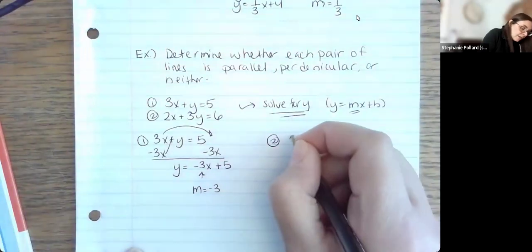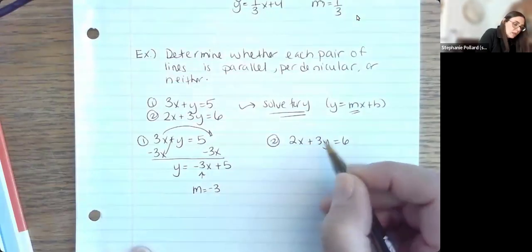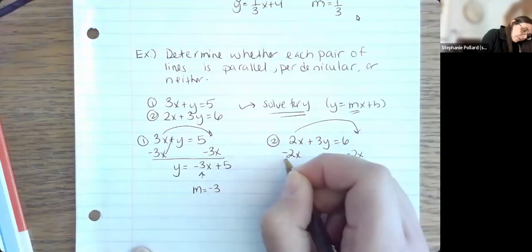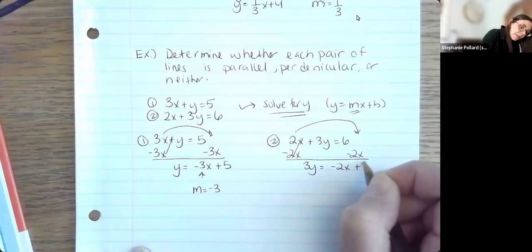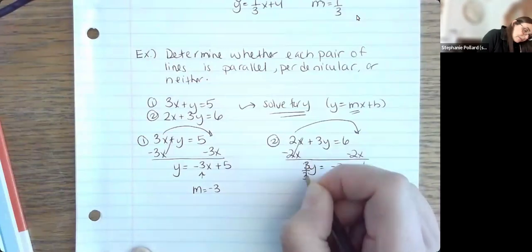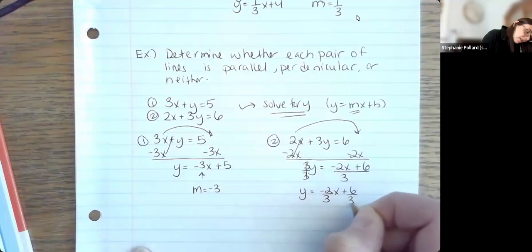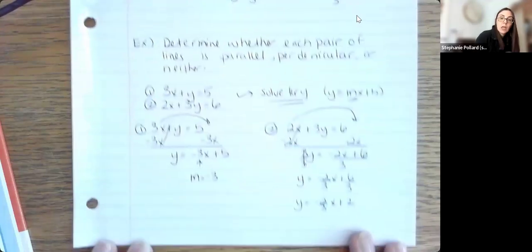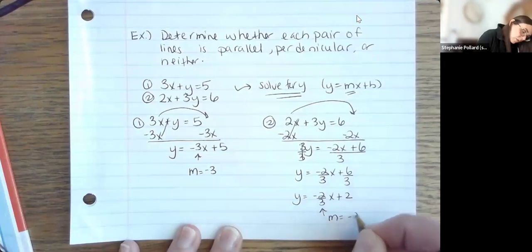For the second one, I have 2x plus 3y equals 6. I want to get y by itself. So first I'm going to move this 2x to the other side. Again, I really like to have things in order. I like my x first. It just makes it easier for me. I divide by 3. So y equals negative 2/3 x plus 6 over 3. Or y equals negative 2/3 x plus 2. So in this case, I'm getting a slope now of m equals negative 2/3.